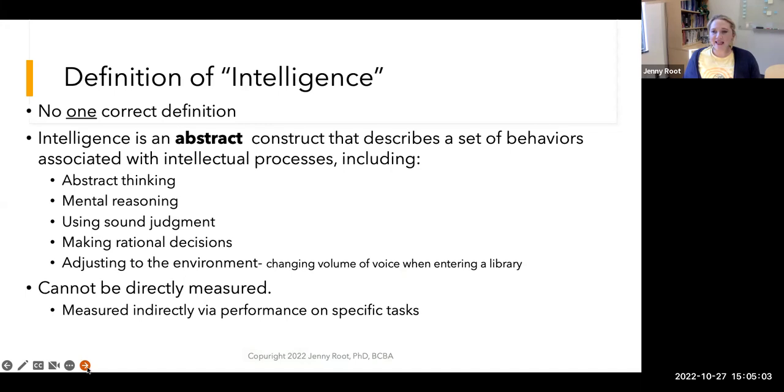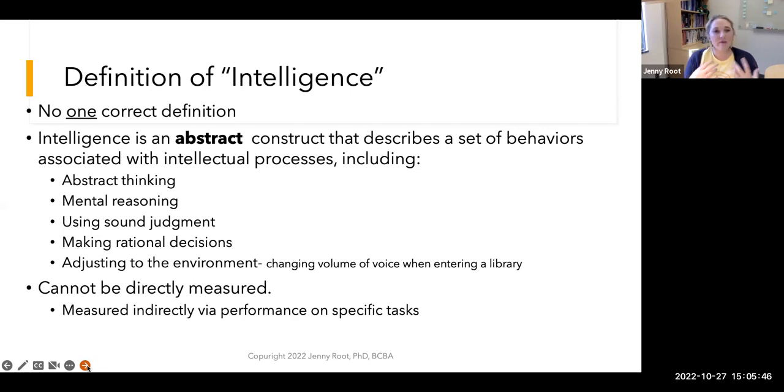So it's important that we also begin by thinking about what is intelligence. And I think this is an important framework to begin with, where it's important that we know there's not a correct definition of who is intelligent or who is smart. It's an extremely abstract concept that describes a set of behaviors that can be measured at one point in time. And those intelligence tests measure things like abstract thinking, reasoning, judgment, making decisions, adjusting to the environment, such as changing the volume of your voice when entering a library. But we can't directly measure what is happening and what somebody's capacity is for this.